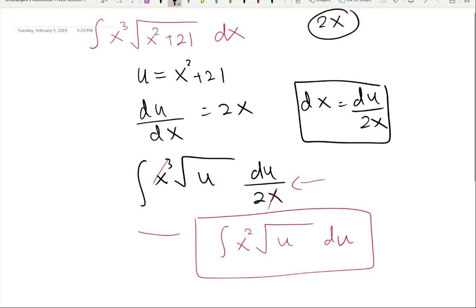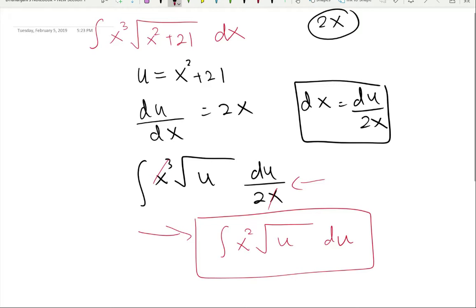That means this integral is not written totally in terms of u. We have mixed variables x and u. Now what do we do here? Well, we can use the same strategy. That is a tongue twister, right?